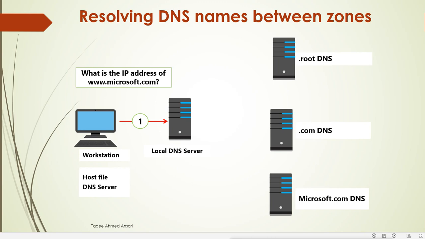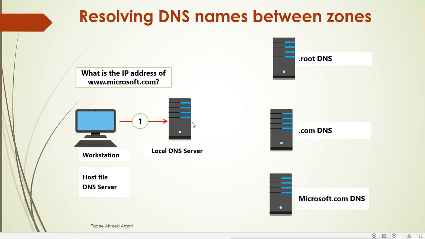Now the local DNS server is a normal DNS server. It will check whether it has any zone file related to the domain Microsoft.com. It does not have a zone file for this domain, and it will not have one, because this domain belongs to Microsoft and they have their DNS servers with this zone.